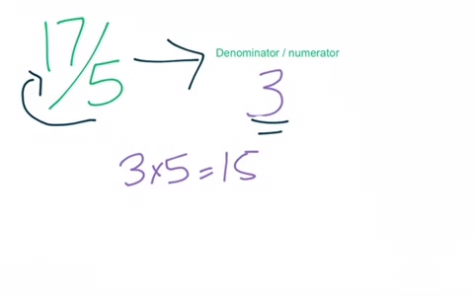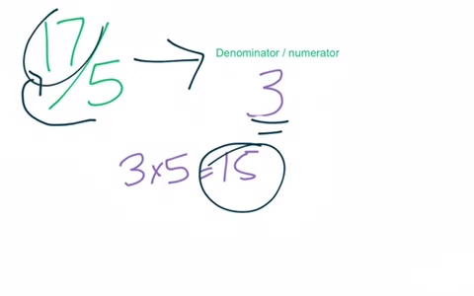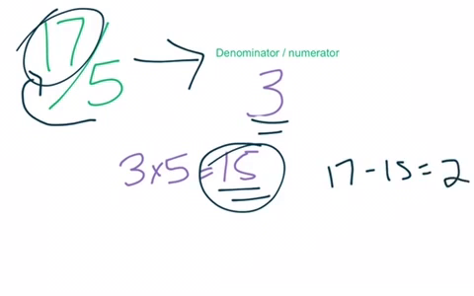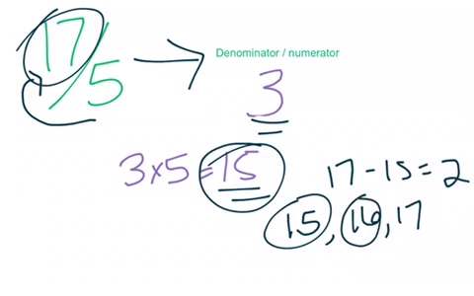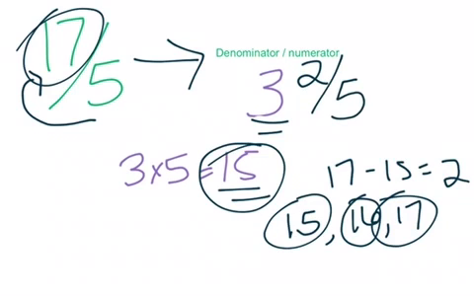And then we have to see what the difference is between how many pieces we have in our whole and how many pieces we have in our numerator. So we know that we have 3 wholes, which means we have 15 pieces. We need to get to 17. So what's the difference between 15 and 17? Well, we can do 17 minus 15, which would give us 2, or we can count up from 15, 16, 17, and that's 1 more, 2 more. So either way, we're left with 2/5.